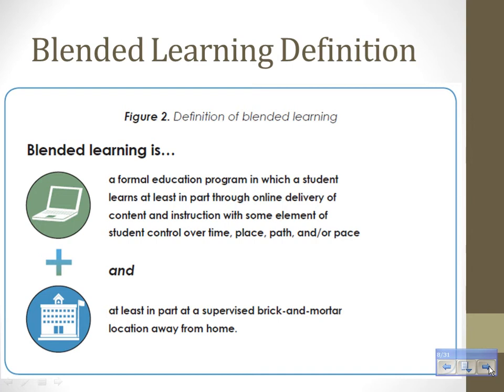Okay, so this is a further part of their definition, a graphic of it. For it to be blended learning, it has to include both parts, okay? It has to include some normal classroom stuff and some non-normal where they have that control over time, place, path, or pace. Again, that's their verbiage straight out of the research paper that they did.